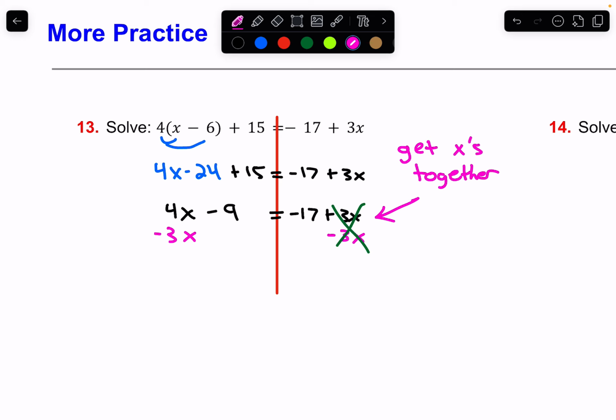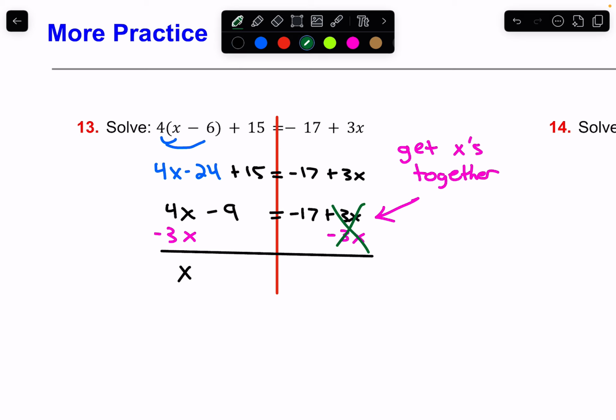Notice where I wrote that down, though. Over here on the left, I wrote 4x minus 3x in a nice little stack right here. Look at that stack. That way I know exactly where those x's are going. I want to stay as organized as possible so I don't add together the wrong things. So on the left side, 4x minus 3x just gives me x.